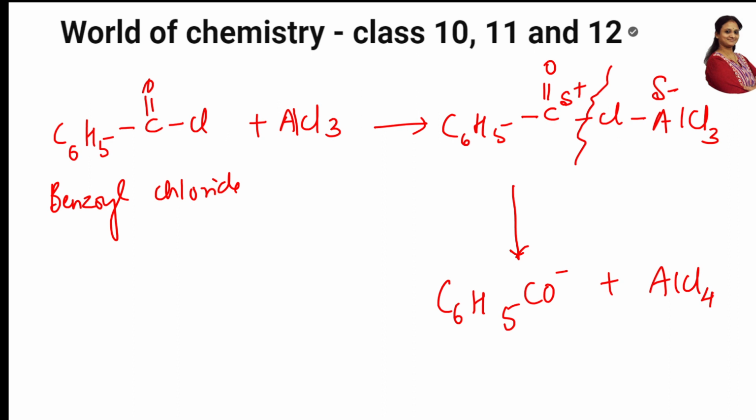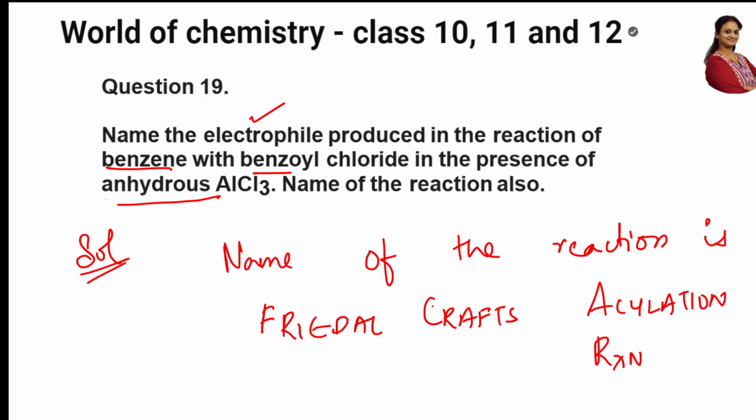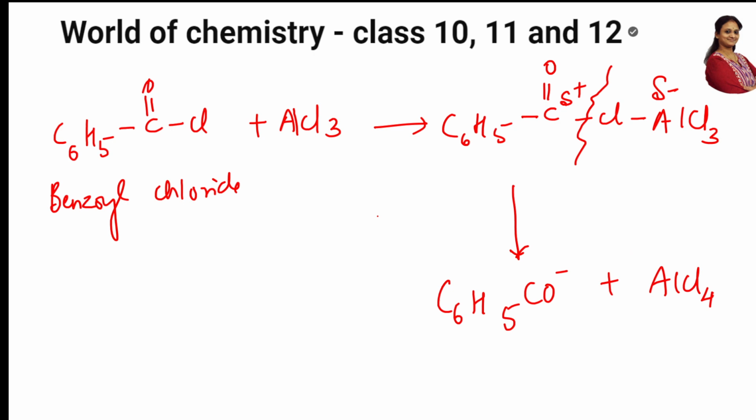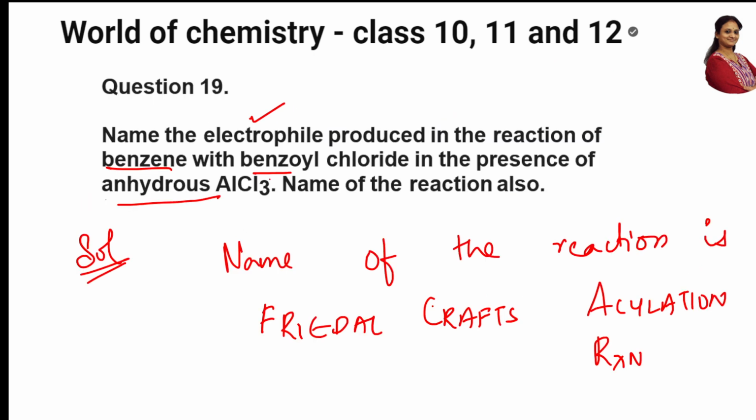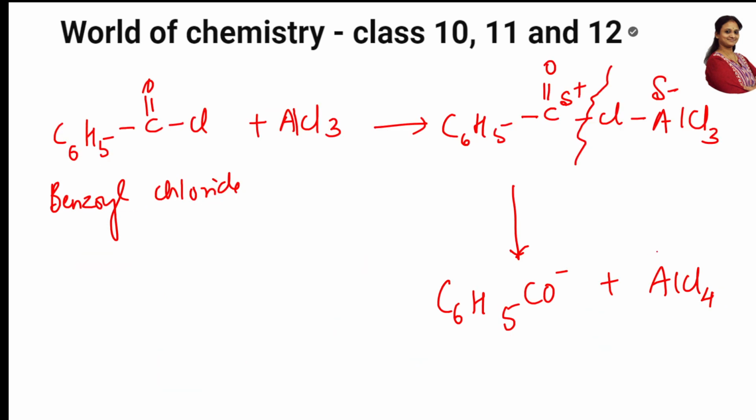Now, in this particular question, what is asked? Name the electrophile. What is the electrophile here in this case? Yes, the electrophile is C6H5CO plus, in the reaction of benzene with benzoyl chloride. I have written the reaction. So here, name of the reaction, this is the first one. The electrophile here is the acylium ion in the presence of anhydrous AlCl3.